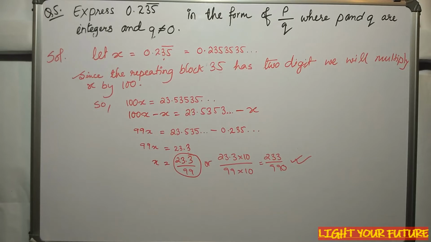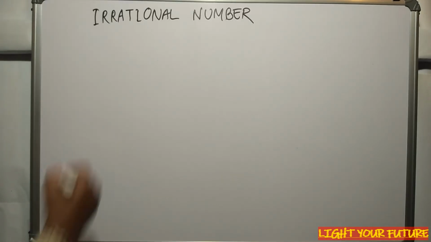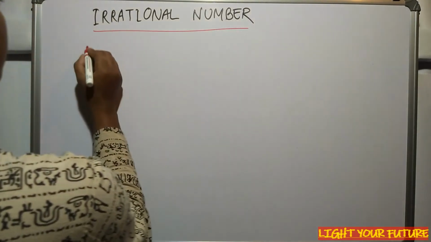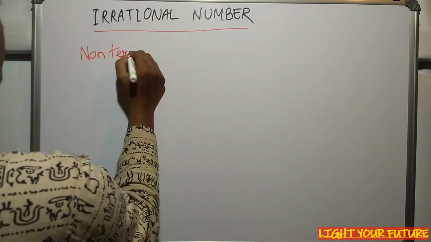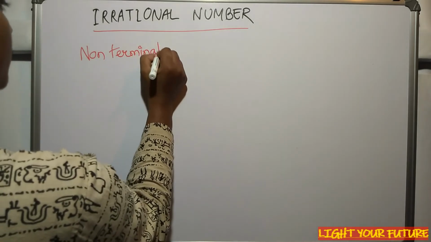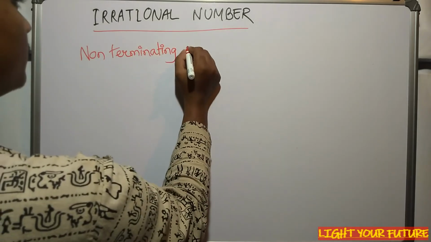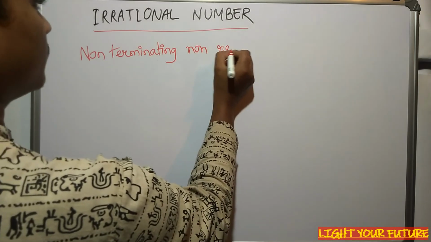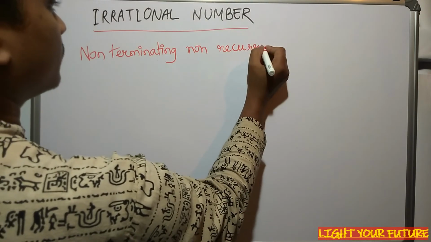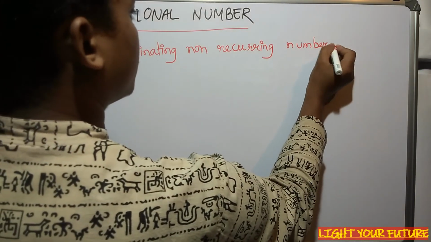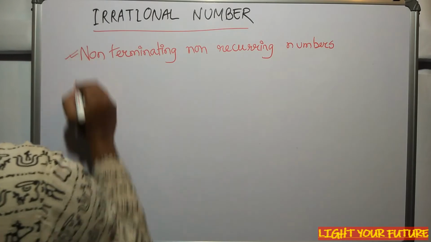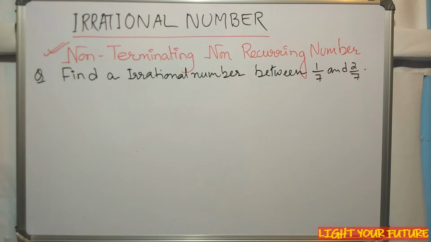Now we will move on to irrational numbers. Let's first see the definition of an irrational number. Irrational numbers are those numbers which cannot be represented in the form of p by q, where q is not equal to 0. We can also say non-terminating, non-recurring numbers are irrational numbers. It is a very easy part, so let's not waste any time. We will start solving the sum. Find an irrational number between 1 by 7 and 2 by 7.